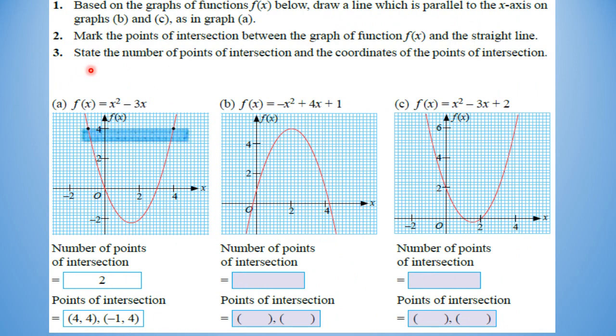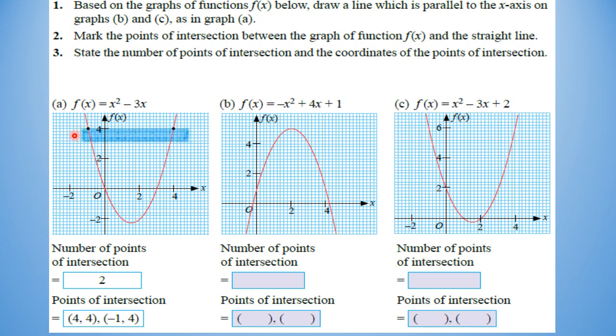Based on the graph of functions below, draw a line which is parallel to the x-axis. This one is the first step. Second step, mark the point of intersection between the graph of function and the straight line. The third step is state the number of points of intersection and the coordinates of the points of intersection. We look at A now.